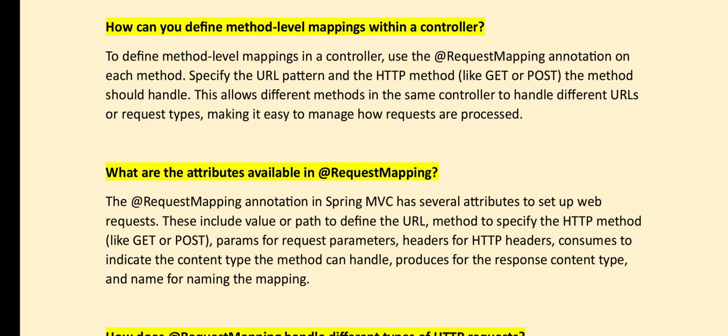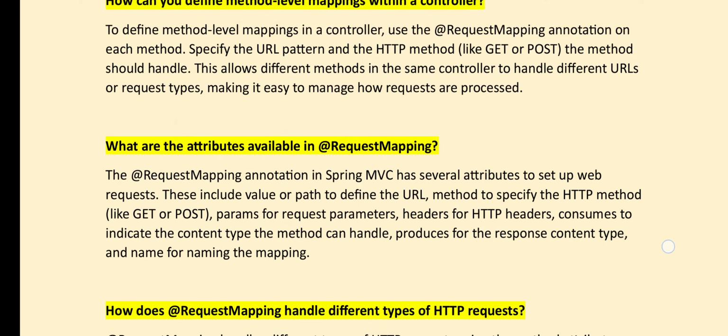What are the attributes available in @RequestMapping? The @RequestMapping annotation in Spring MVC has several attributes to set up web requests. These include value or path to define the URL, method to specify the HTTP method like GET or POST, params for request parameters, headers for HTTP headers, consumes to indicate the content type the method can handle, produces for response content type, and name for naming the mapping.